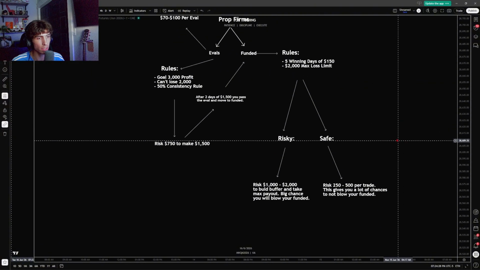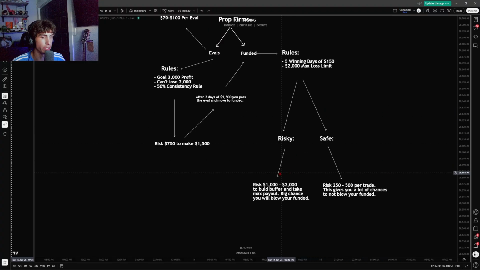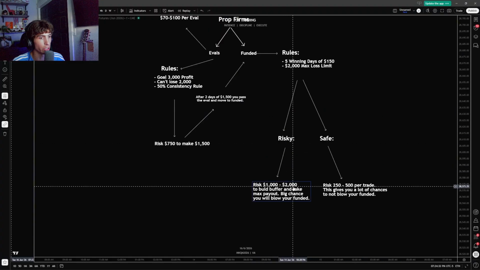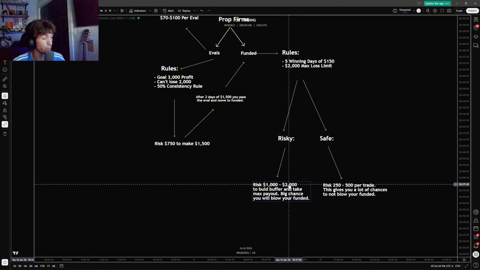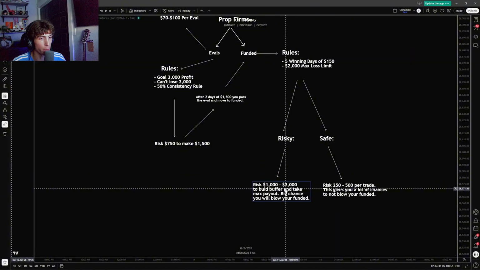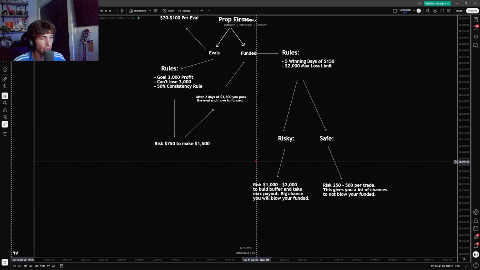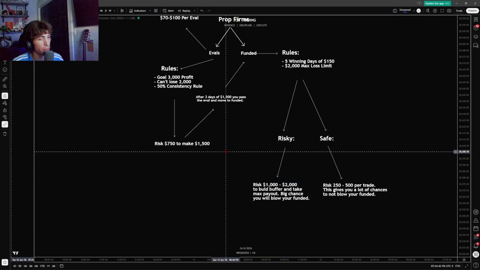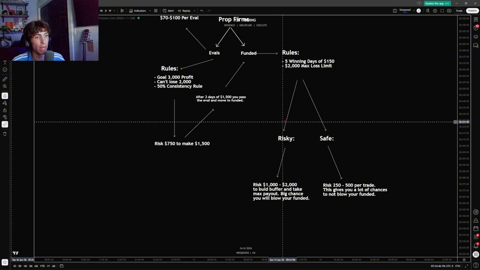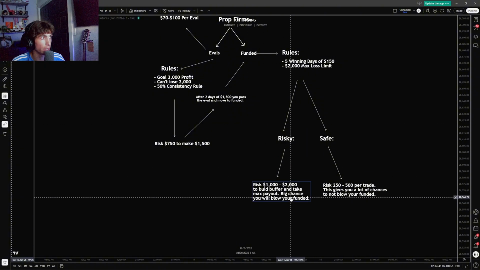So on the first day you get your evaluations, you can typically risk 1,000 to 2,000, which would be your whole account, to build buffer to give you max payout. There's a big chance that you're going to blow your account if you lose a trade, because then you're going to be in the hole and you're going to have to dig yourself out. So this is why it's risky, because it's high risk, high reward.